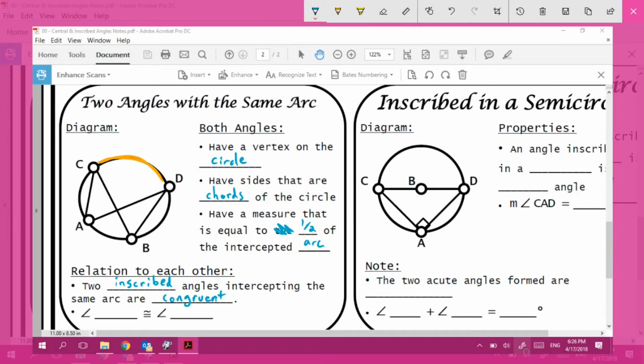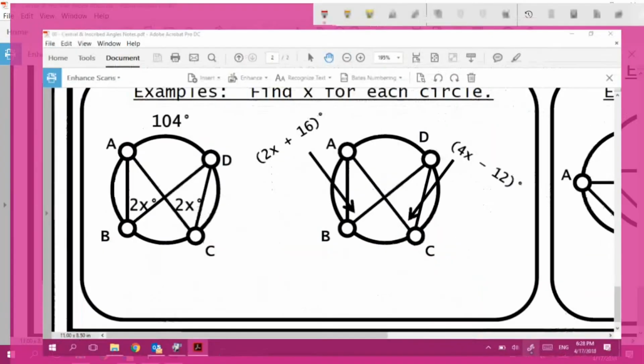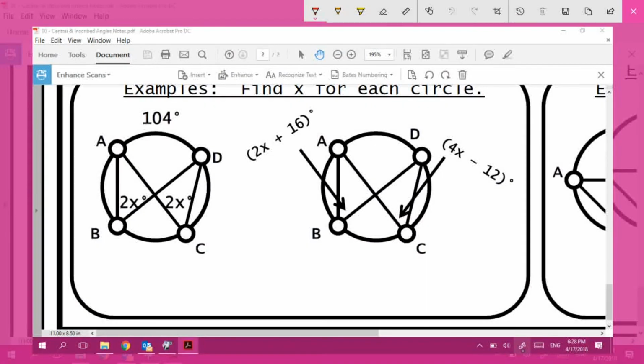So angle, what's one of my angles here? We got CAD. Look right there. CAD is congruent to angle. What's the other angle that I have here using the exact same arc? CBD. These are congruent. You see, because they both intercept the exact same arc, so they would both have the exact same measure. So let's take a look at the example.